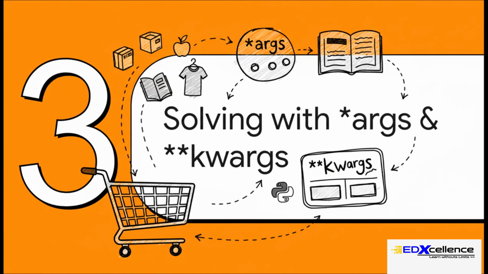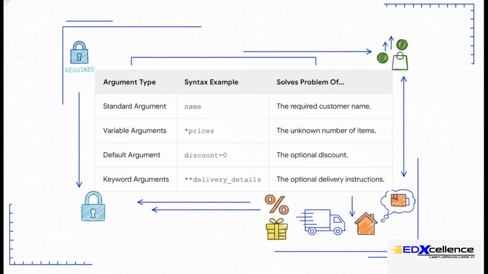We can actually combine regular arguments, default values, *args, and **kwargs to build one truly unstoppable function for our shopping cart. This table right here, this is basically your cheat sheet. Each piece has a very specific job. You've got the standard argument for the required name, *prices grabs all the item costs, discount equals 0 gives us an optional discount, and **delivery_details is our catch-all for any other random instructions. But here's the crucial part, the thing you have to remember, the order matters a lot. It has to be standard arguments first, then *args, then **kwargs. Get that order wrong and Python will not be happy.